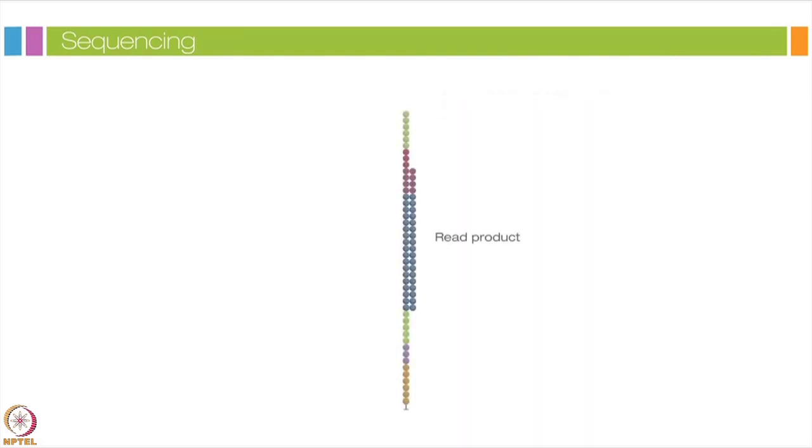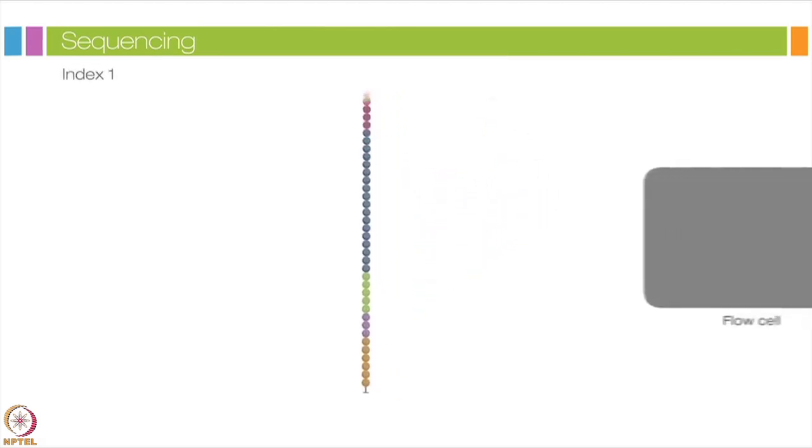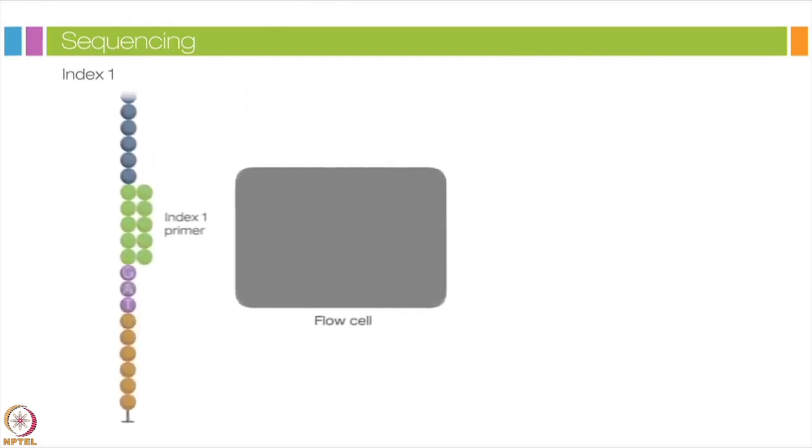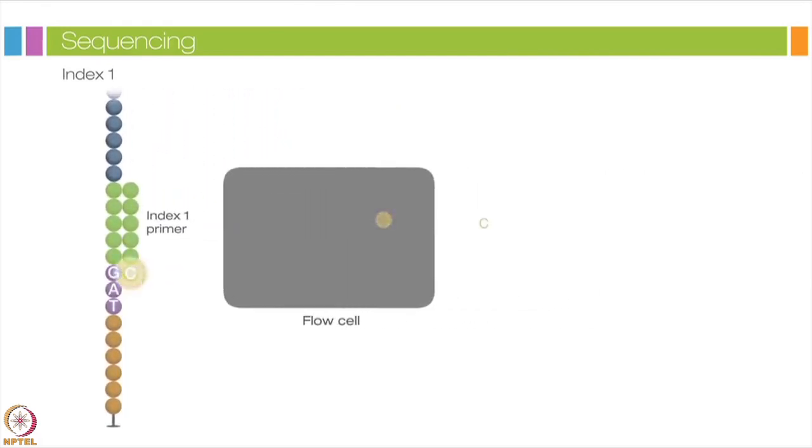After the completion of the first read, the read product is washed away. In this step, the Index 1 read primer is introduced and hybridized to the template. The read is generated, similar to the first read.